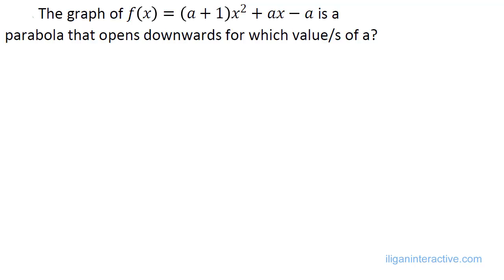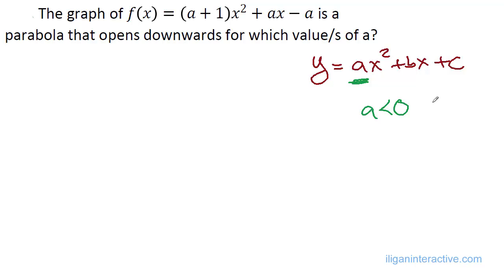Well, we can tell if a parabola opens upward or downward by just looking at the coefficient of x squared. In the general equation, y = ax² + bx + c, when we look at the coefficient of x², if it is less than 0, meaning it's negative, then you have a parabola that opens downward. But if a is greater than 0, then you have a parabola that opens upward. Okay? So we have that.